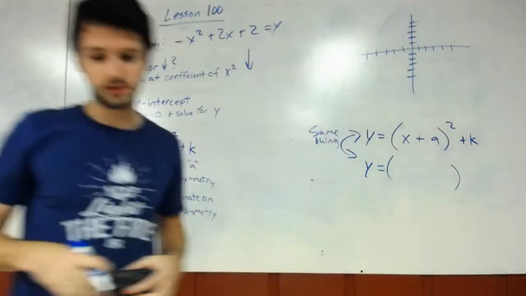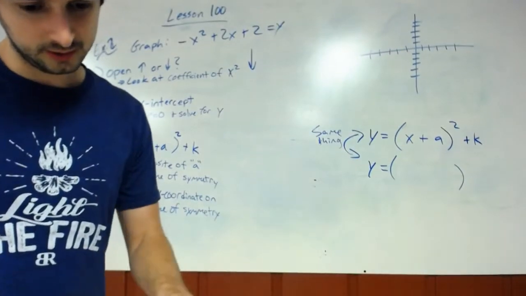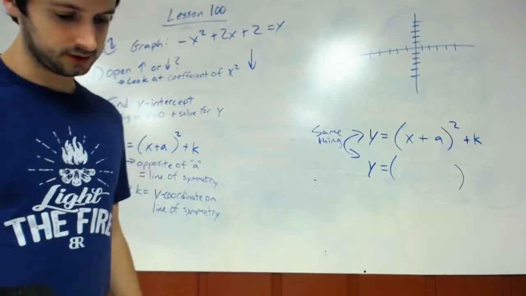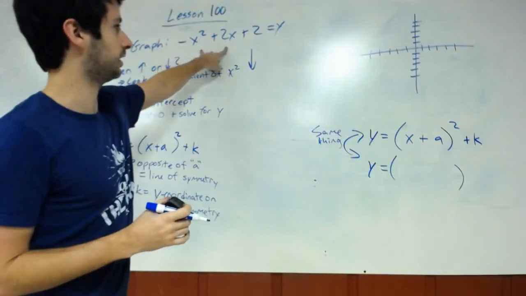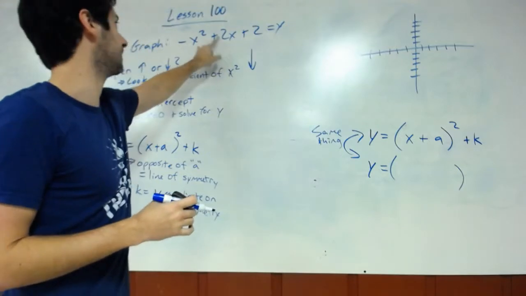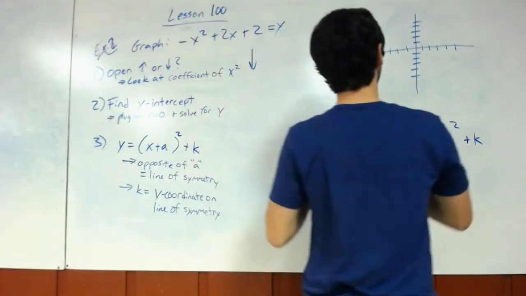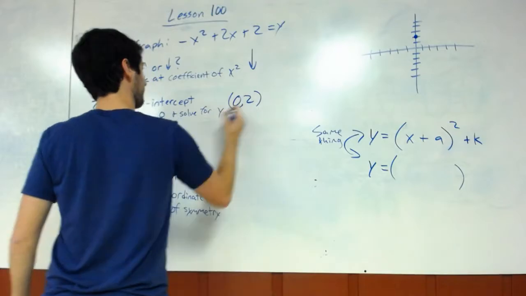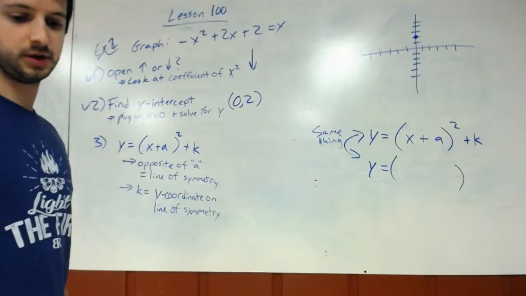So it all goes downward. I'm trying to make sure I don't make any errors here. And then we can find the y-coordinate. Plug in 0 for x here. And it looks like our y-coordinate will be 2 once again, because negative 0 squared plus 0 plus 2, so y would be 2. Step 1 and 2 complete.